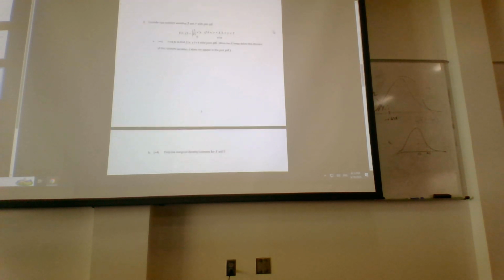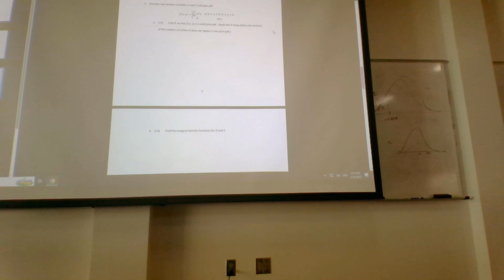Let's go with this problem. Consider two random variables x and y with a joint PDF. The first question is: find k so that this is a valid joint PDF. So notice that k is in the bounds. What would you do to find out if this is a valid joint PDF?